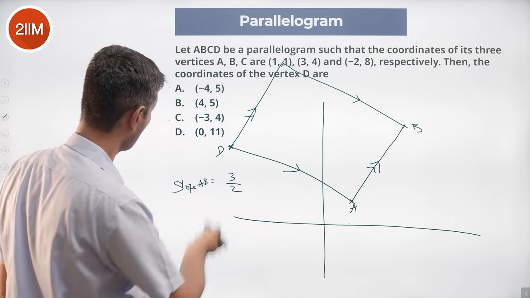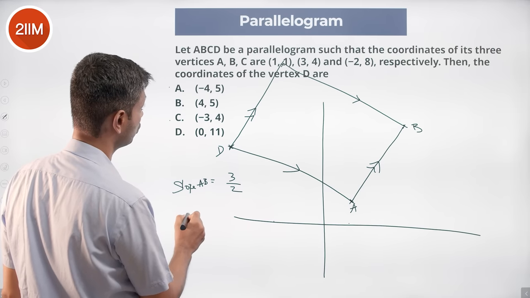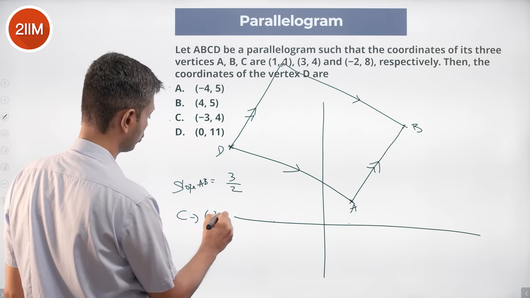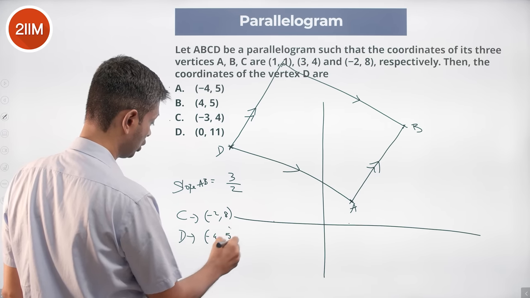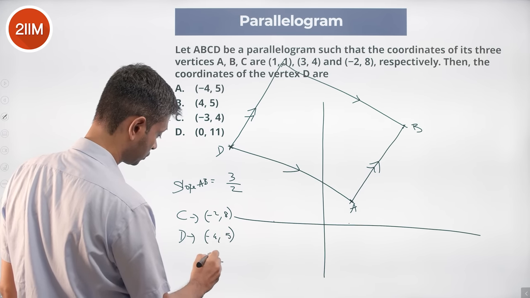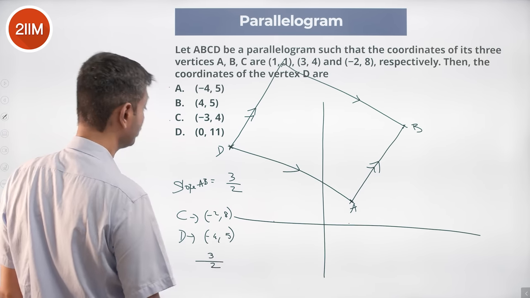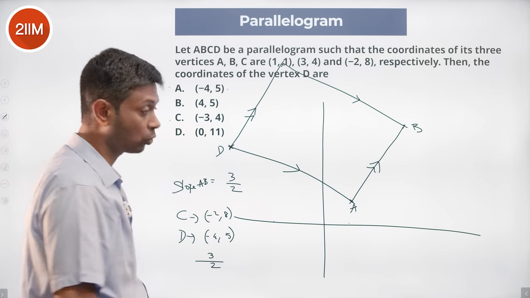So (-4, 5). Suppose we put D as (-4, 5). C is (-2, 8), D is (-4, 5). Slope is 8 minus 5 by minus 2 minus minus 4, which is 3 by 2. Yes, this works. These two slopes are equal.